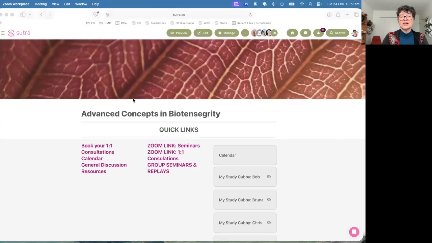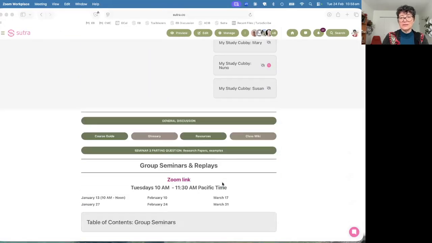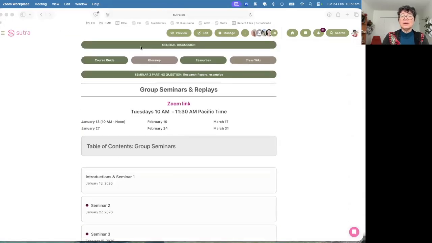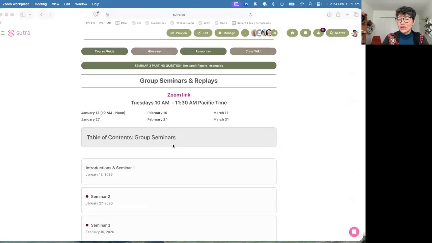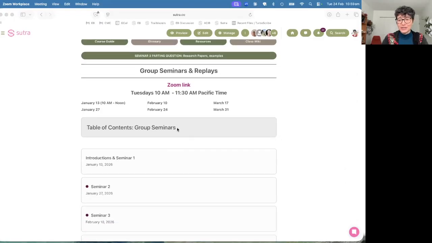So this is the advanced concept page. Obviously, you don't see all of this. We have the general discussion here. Nuno, I think, put something in there. I added the research papers at the bottom right here, Seminar 3, parting question, research papers, because I thought it would be easier to find there. Maybe I was not successful. Sorry about that.